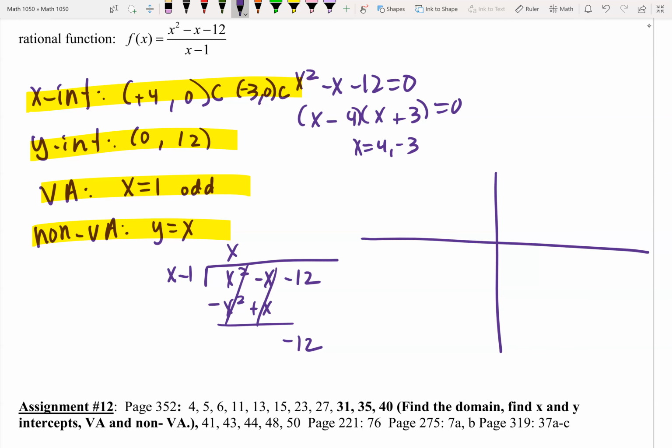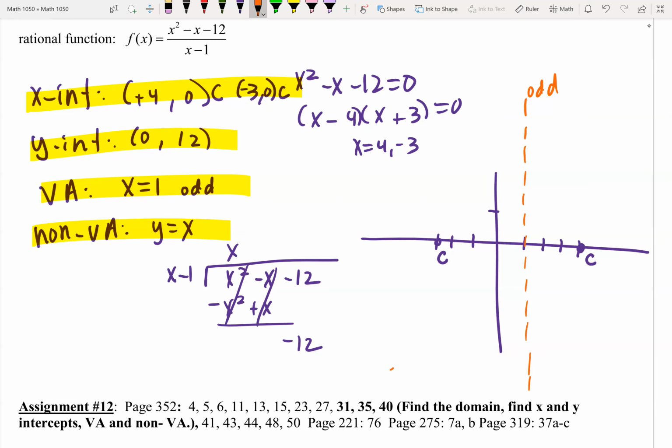Okay, let me graph real quick. Okay, 4, 0. Everybody go 1, 2, 3, 4, 0. Put a dot and put a C. Negative 3, 0. 1, 2, 3. Put a dot and put a C. Vertical asymptote, x equals 1. It is right there. And up at the very top, I'd like you to write the word odd.